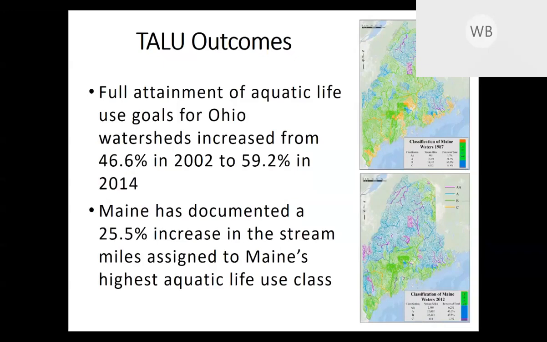Maine is another state that has TALU. They've seen an increase in those streams that are assigned their highest use class, more or less equivalent to Minnesota's exceptional use. So you see a lot of the green turning to blue as they move more of these streams into that higher class. So at least for these 2 states, this type of framework has been effective for them, and so those are the sort of results that we're hoping to see in Minnesota over the next couple of decades.